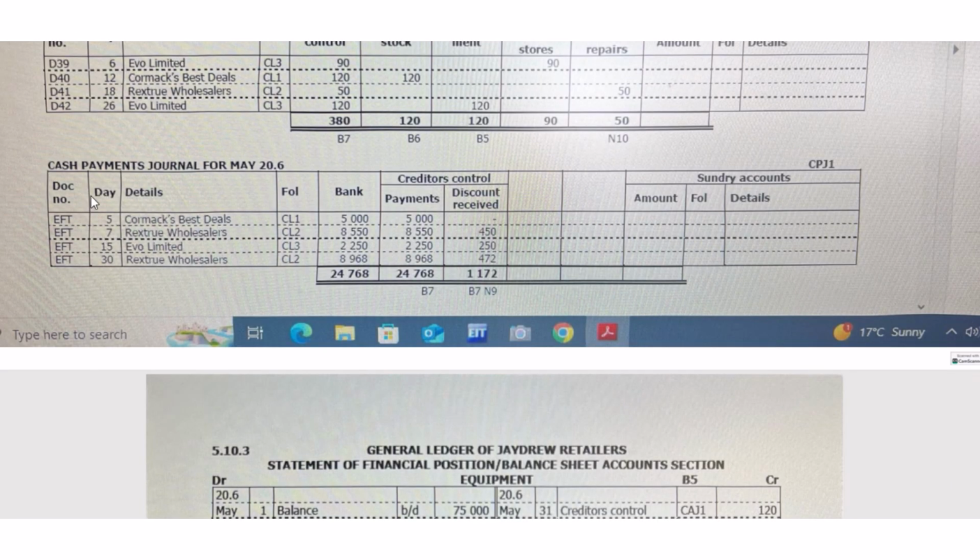Then if we look at our cash payments journal, what's important to me is that you remember that sometimes we receive a discount upon paying a creditor, so not when we make the purchase, not a discount on the invoice, but a discount on the payment. It goes into our discount received amount in creditors control, and your payment should always be equal to your bank. So at the end of the month, if you add your payments column with your discount received column, it will balance out your creditors control.